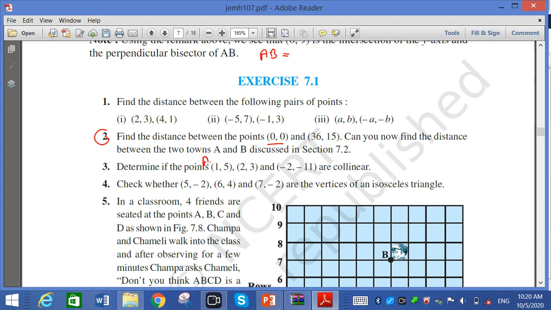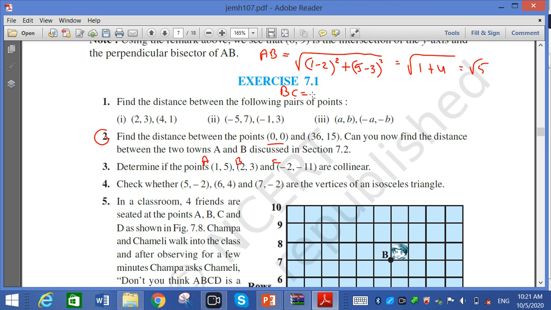That is the point. I have to give the names A, B and C. So first, AB: distance of AB is under root (1 minus 2) whole square and (5 minus 3) whole square. That is (1 minus 2) is minus 1, square is 1. 5 minus 3 is 2, 2 square is 4. So under root 5.